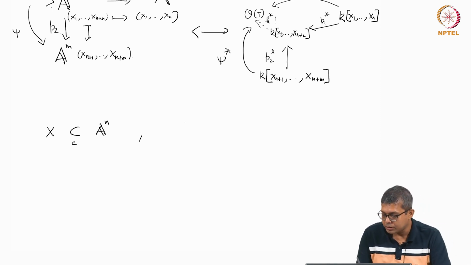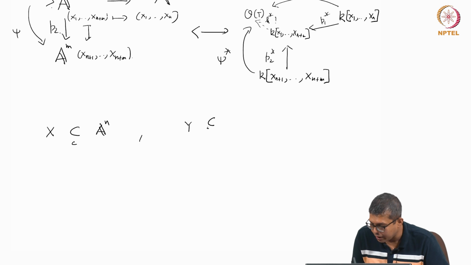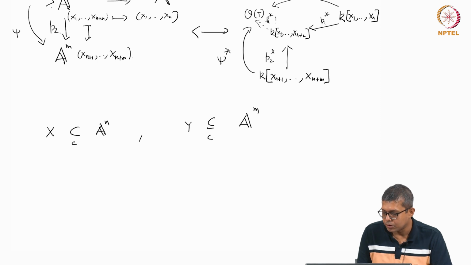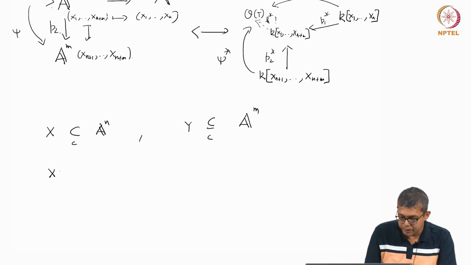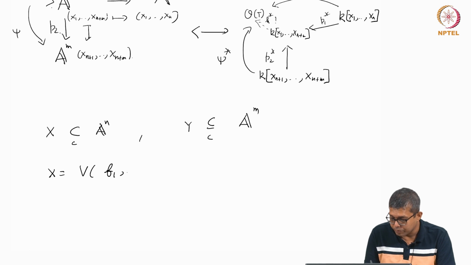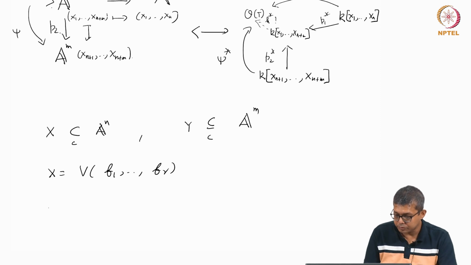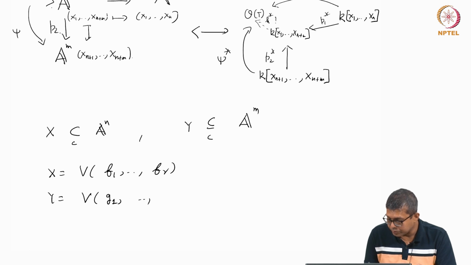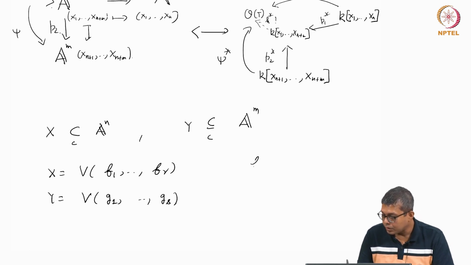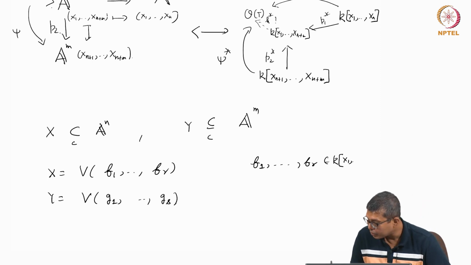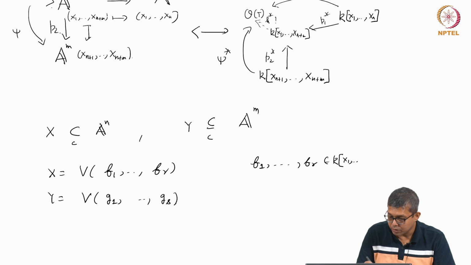Okay, so now let's take two affine varieties, X and Y. These are closed. So X is, suppose, given by V(f1, f2, ..., fr), and Y is given by the zero set of some polynomials in K[x1, x2, ...]. Let's say this is m.